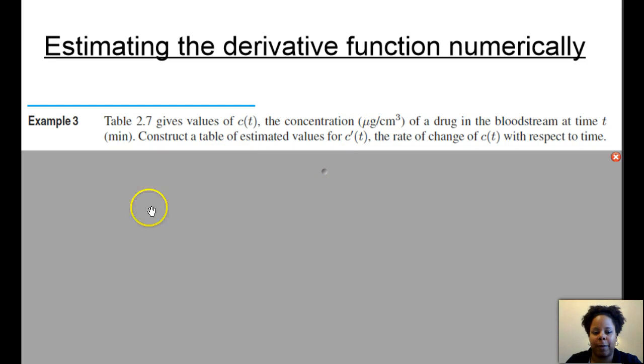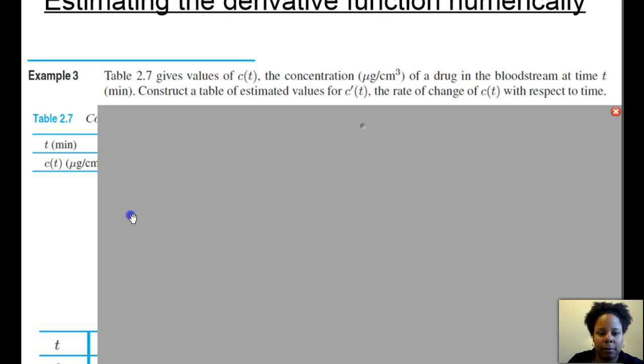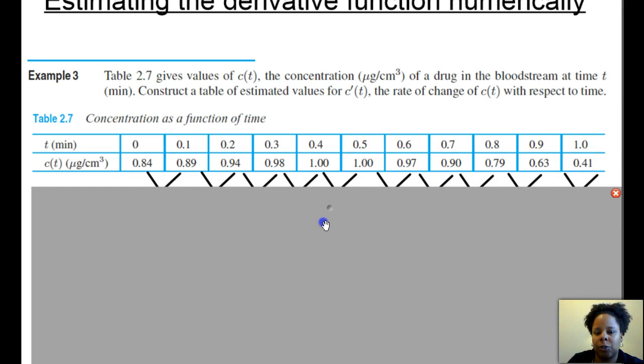So if we take a look here, here are our original concentration values, and as you can see, the concentration values are increasing over a set time interval of about 0.1 minutes: 0, 0.1, 0.2, 0.3, 0.4, all the way up to 1.0. So the change in time is about 0.1 minutes.